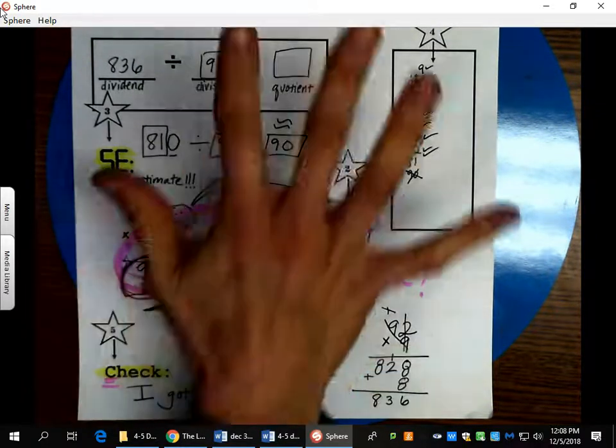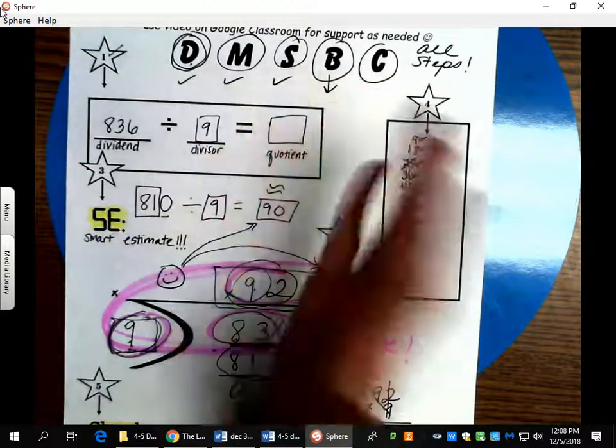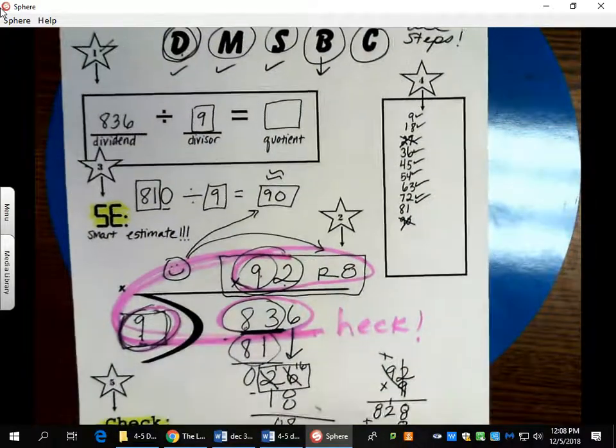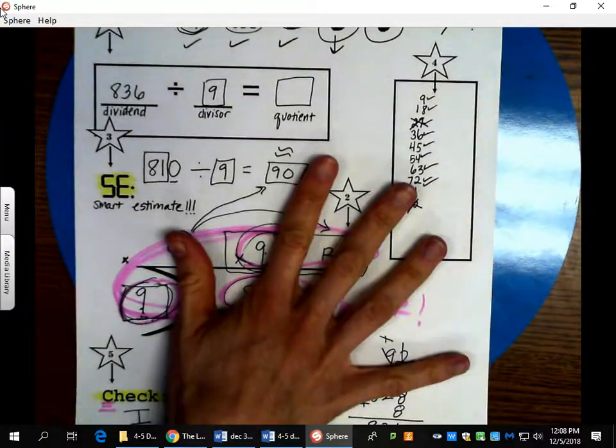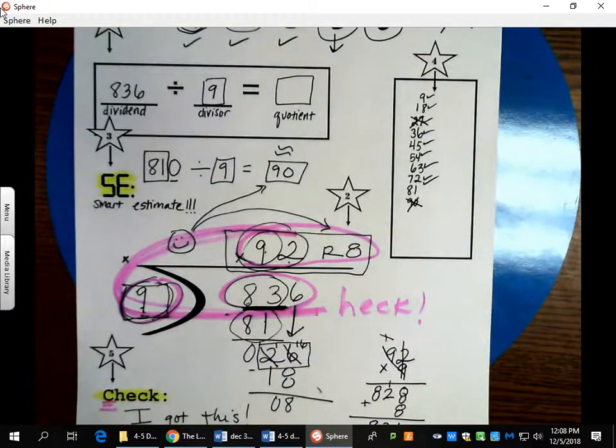All right? The only thing that we haven't covered here really is area models. And we're not going to worry about that just yet. We're going to work on these steps for a little, and then we'll get into area models, okay?